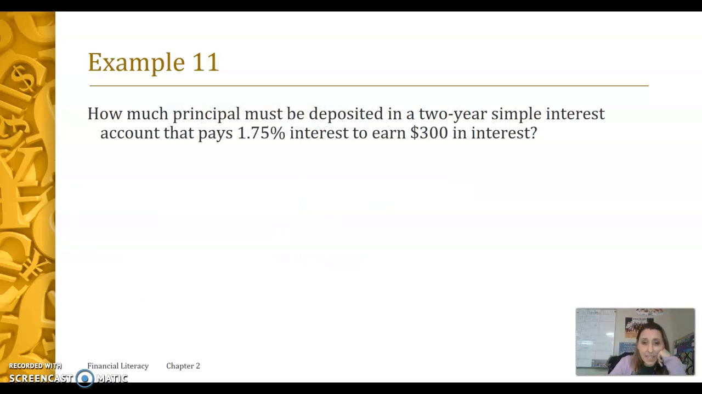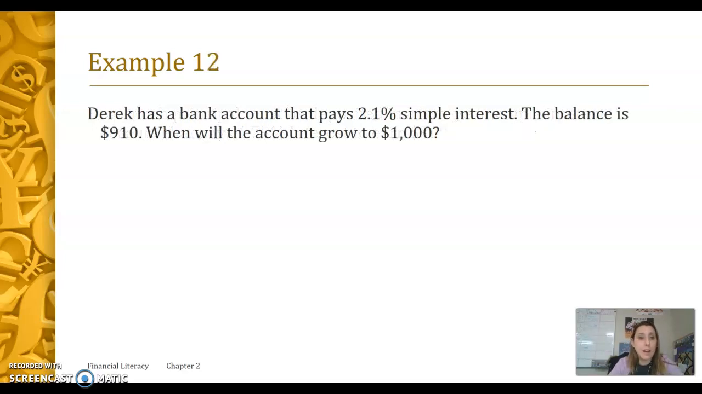Go ahead. This one is another one where you're solving for the principal. So if you would like to do this one, okay. So this one is a little bit different. So I want to go over this one. This one is saying that we have a principal of $910. We know our rate is 0.021. We don't know our time. That we're figuring out. And then it says our interest.